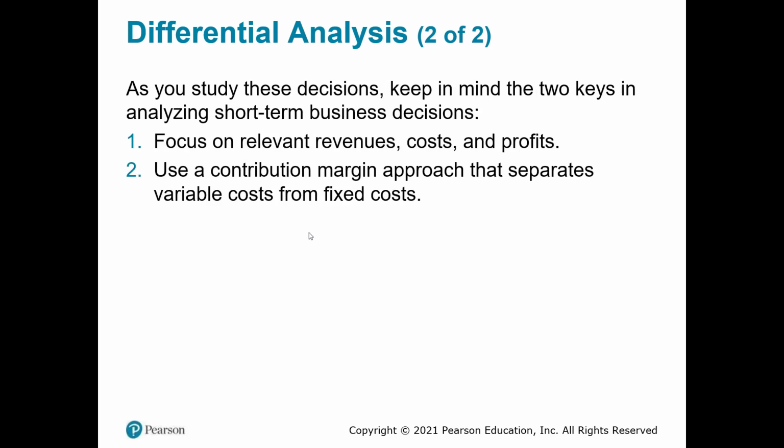Again, what you're going to need to compile this is your relevant revenues that occur within one of your decision alternatives that don't within the other. Relevant costs, same thing, costs that are incurred within one decision alternative that won't be incurred by the other, and ultimately what your profits are going to be between your two different alternatives. There are different ways to do this, but the most common way is to do the contribution margin approach. Separate which of those relevant costs are variable from which of those relevant costs are fixed.